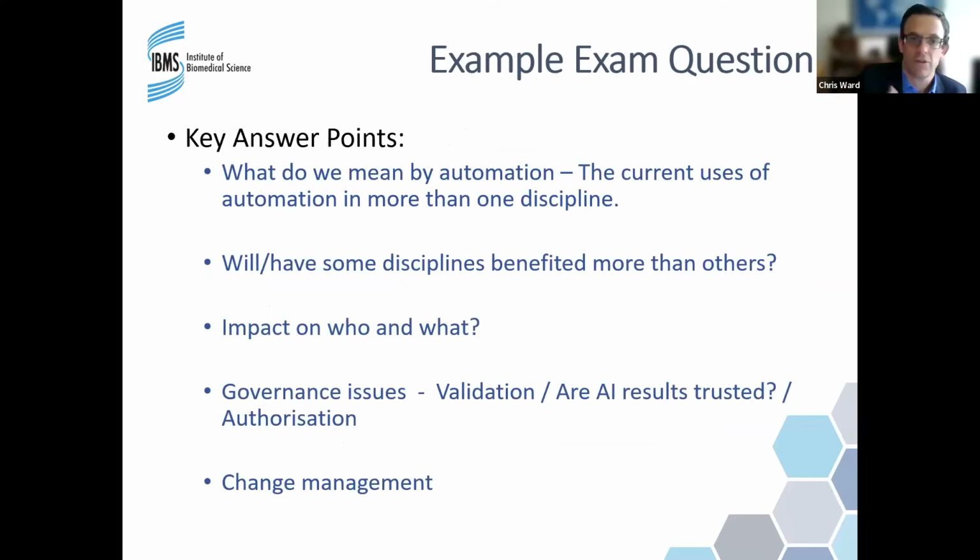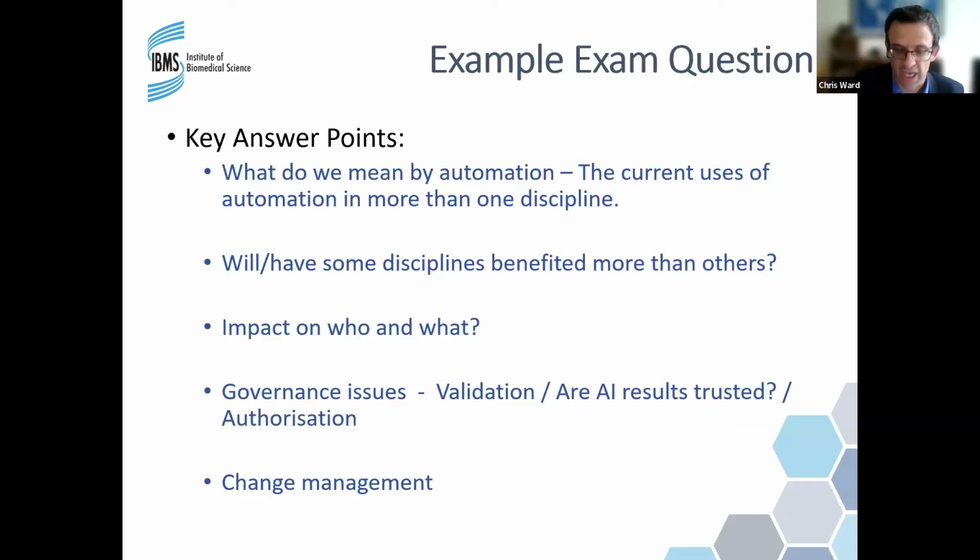In brief, some of the answer points you might want to include are: what do we mean by automation? You might want to give some examples of how it might be used. It would be a fairly reasonable argument to say that it has benefited some disciplines more than others. There are issues around the governance of automation. Do you trust the technology? If you said to a patient that their results will come from AI, would that be trusted? If the results are produced through automation, who has the authorization to issue those results?